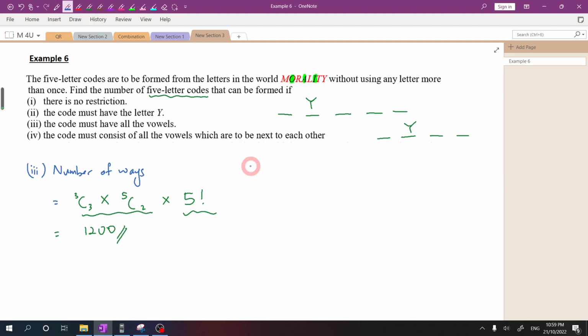Let's try the last one. The code must consist of all the vowels which are to be next to each other. So you will notice that here it consists of all the vowels, and we have one more condition here. We need to include all the vowels, and all of them must be next to each other. So we know that the answer for part 4 will definitely be less than this.